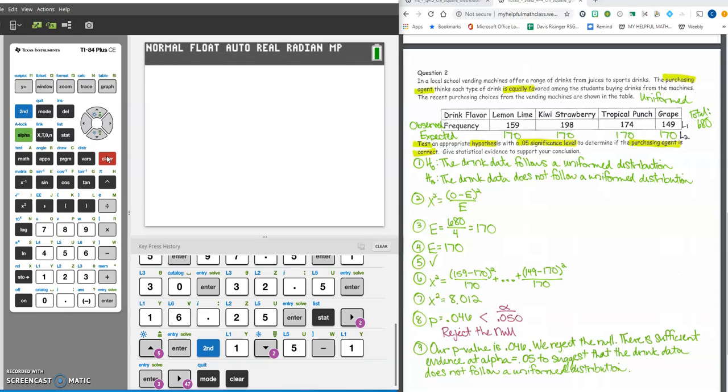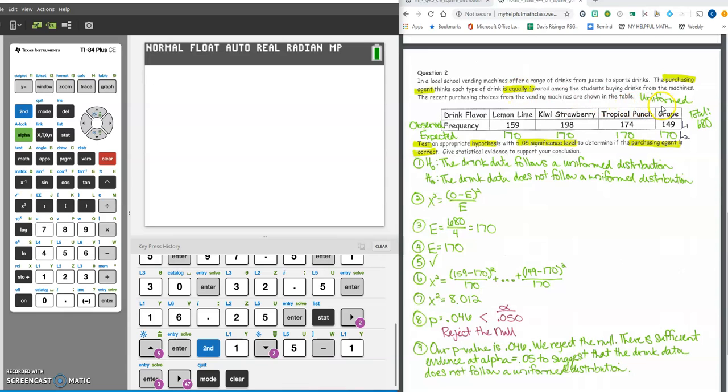We've got a local vending machine at our school that is giving us some drinks. The purchasing agent thinks each type of drink is equally favored among the students buying drinks from the machines. Here are the recent purchases that we see. Test the hypothesis with a 0.05 significance level, otherwise known as alpha, to determine if the purchasing agent is correct.